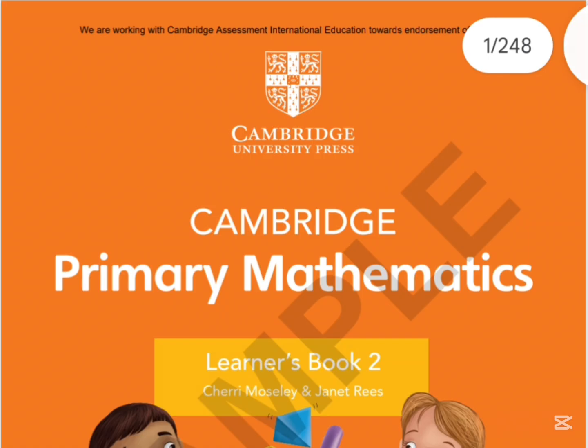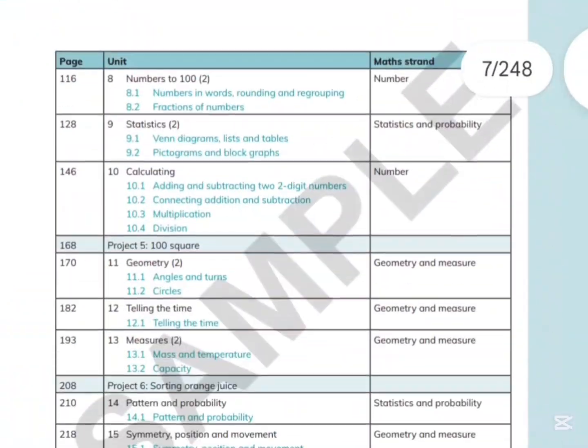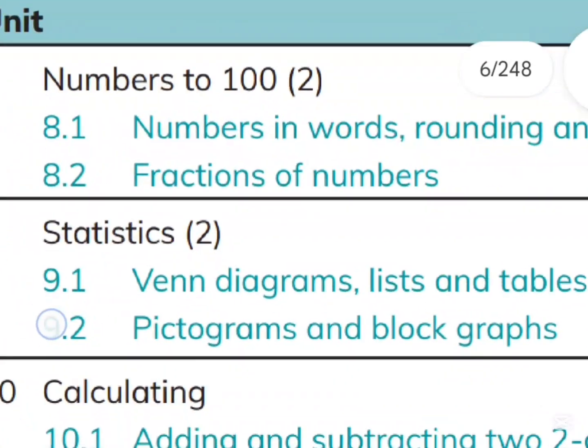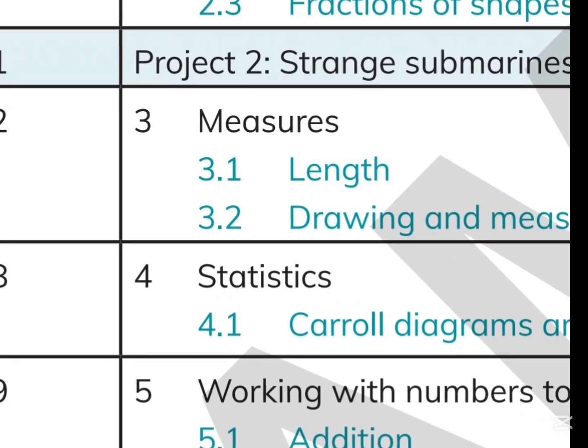Today we are learning Cambridge Primary Mathematics Learners Book 2, and the unit which we are going to learn today I would like to share here. We have done Measures, Unit 3. Now we are working on Unit number 4, Statistics. This is also very easy, but it is a little bit tricky, so you should focus on this. Let's go. We will start our lesson.